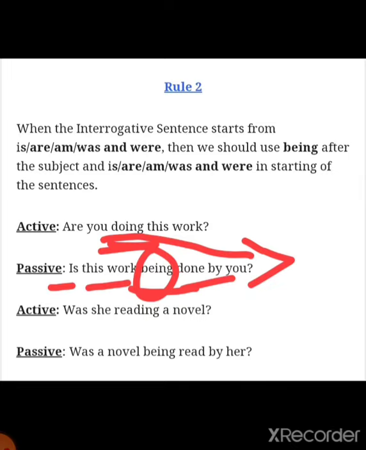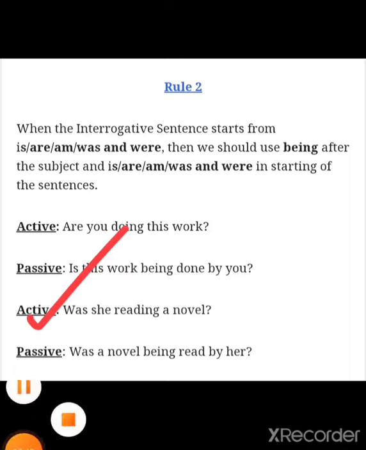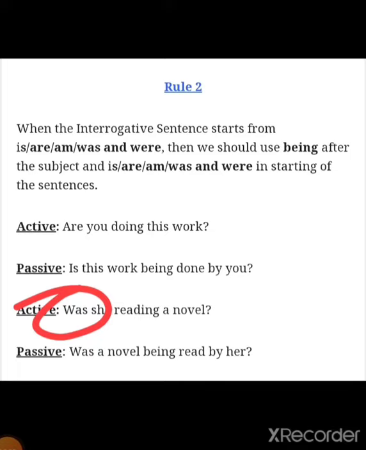Next, I am giving an example in past continuous tense. In past continuous tense, how will you be writing? Was she reading a novel? So the answer is, was a novel being read by her? Why am I writing this? Because you can see over here that was is written. Was means it is written in past tense. Was reading means past continuous tense.